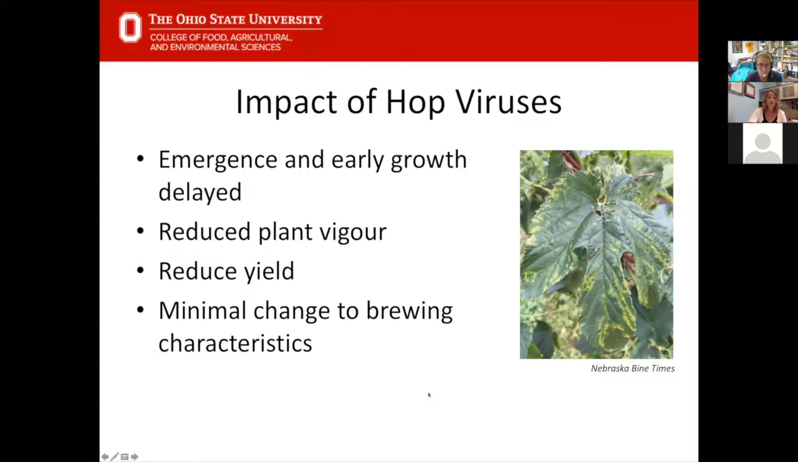The one thing about viruses so far is that there's been minimal change to brewing characteristics with the cones. So it has minimal impact on your product itself, other than reduced yield over time. There hasn't actually been a lot of research on the impact on brewing characteristics, other than growers noting that if they've had a virus outbreak, they don't see a huge difference in those characteristics.